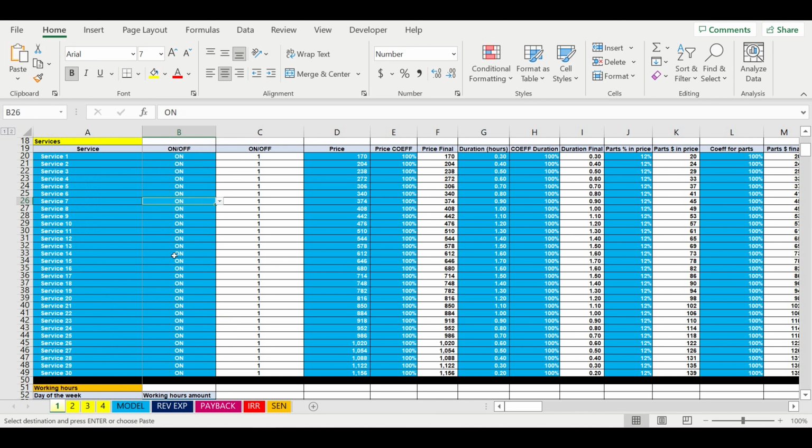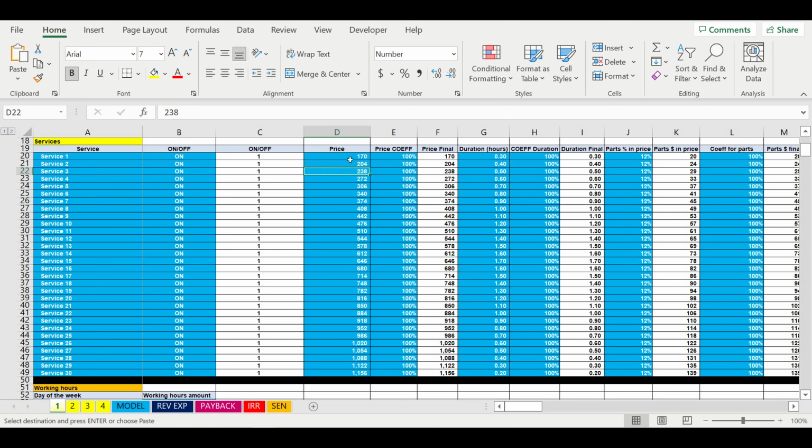Because when you are done with the cash flow statement, you may want to, for example, see how this or that service affects the payback period. Maybe you are too optimistic, so you want to switch off this service and see what the numbers will be without it. This is very important when you are done with the whole model.